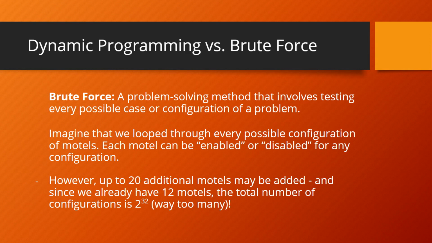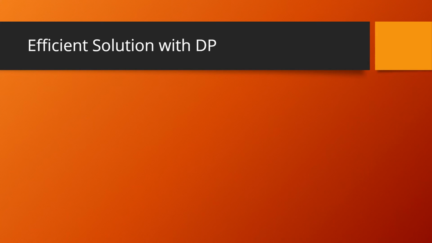However, in the input, up to 20 additional motels may be added. And since we already have 12 motels, the total number of configurations is 2 to the 32, since each motel can be either enabled or disabled. This will be way too many configurations, and our program will be way too slow. We need a more efficient method, and dynamic programming can help us achieve it.